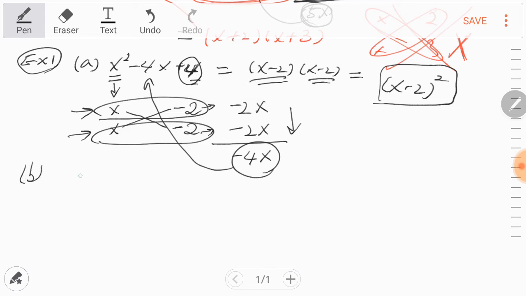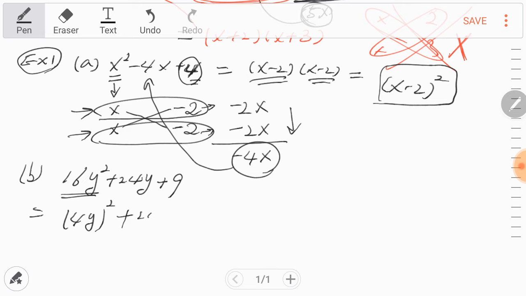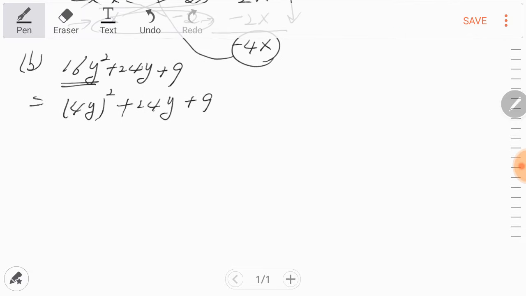Okay, let's try letter B. Letter B is the trinomial 16y squared plus 24y plus 9. Is there any common factor? There's no common factor, but the first term can be written as 4y squared, because 16y squared is 4y squared. So we can write it as 4y squared plus 24y plus 9. Then from here we can use our method. From the first term, 4y squared, we can write 4y times 4y, and 9 can be written as 3 times 3.